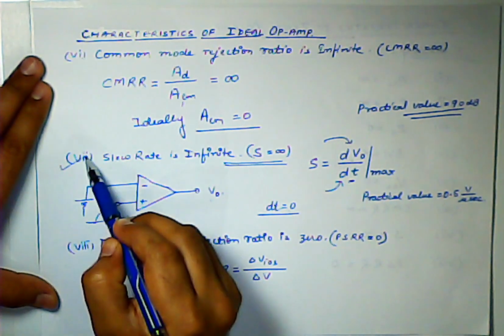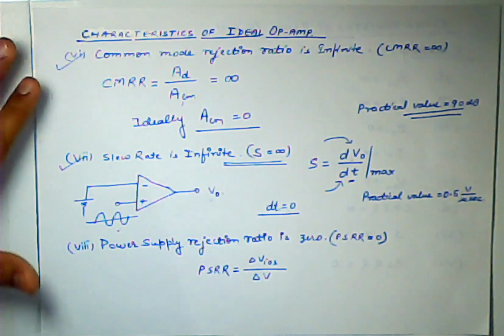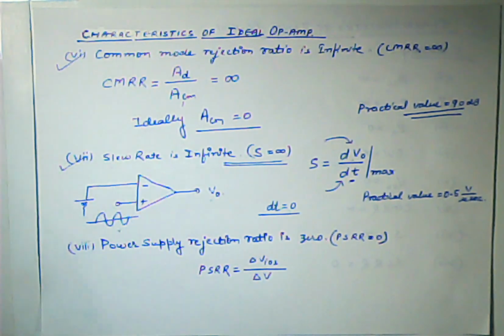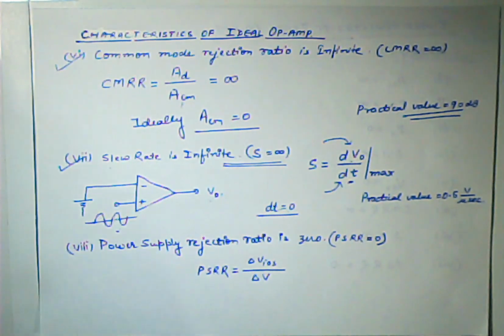So this parameter and this parameter are very important, that is, one is CMRR, one is slew rate. Next and the last parameter is power supply rejection ratio, that is PSRR, which is 0 for the ideal op-amp. So what is PSRR? Power supply rejection ratio is 0.